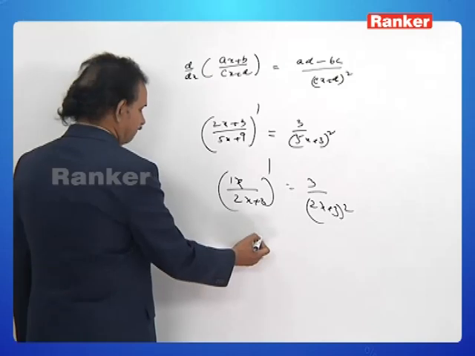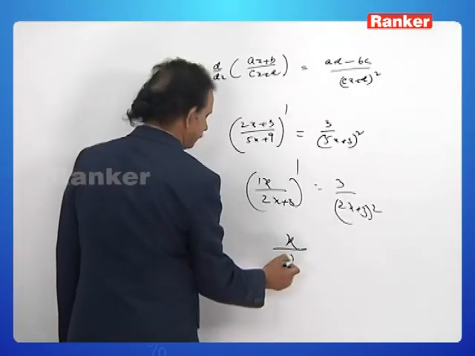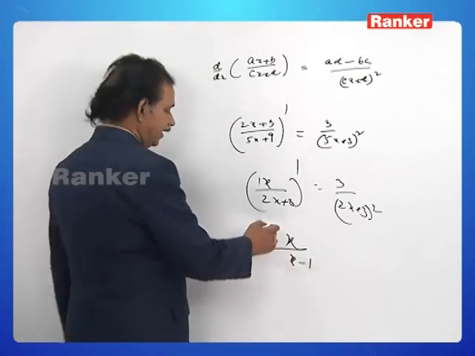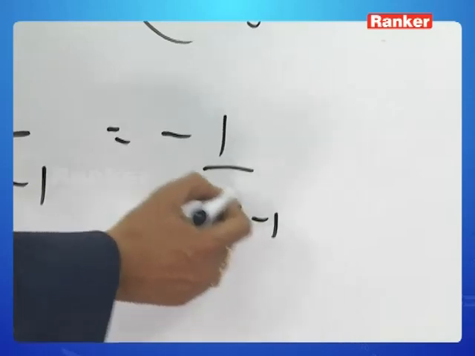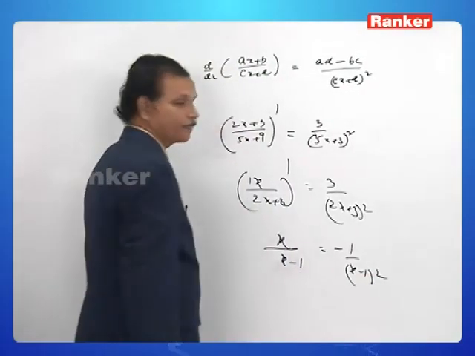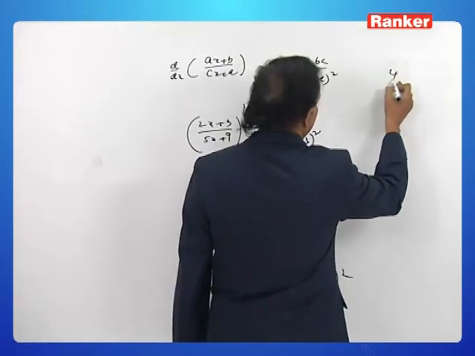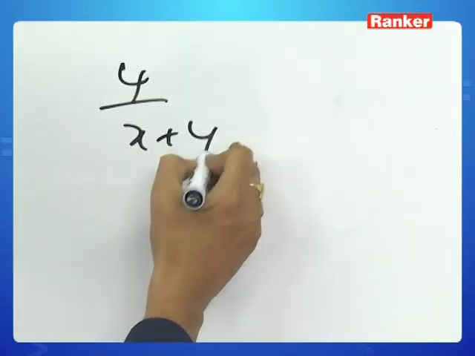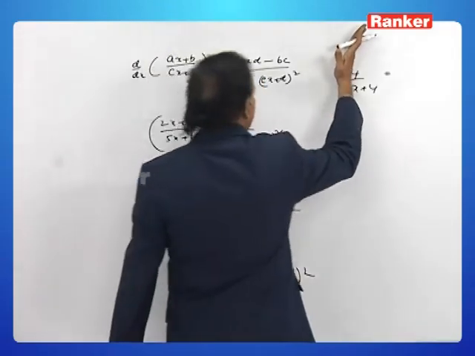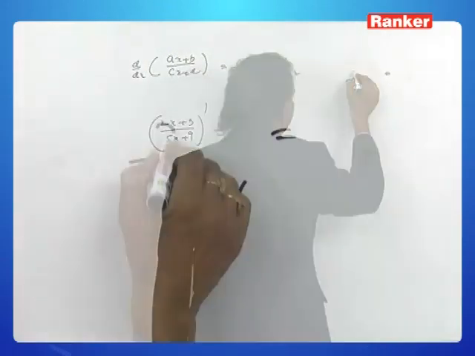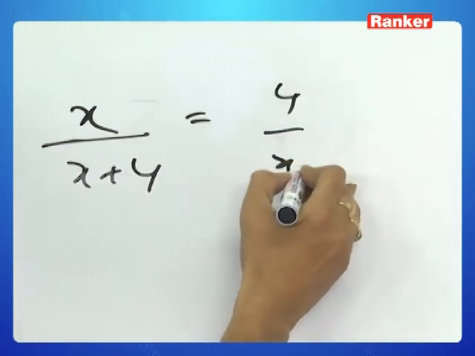Okay, right. 1 by 1 minus x, what is it? No. x by x minus 1. ad minus bc, minus 1, by (x minus 1) whole square. Okay, right. Just like that, 4 by x plus 4. What is its derivative? Or x by x plus 4. What is its derivative? ad minus bc is 4, by (x plus 4) whole square.